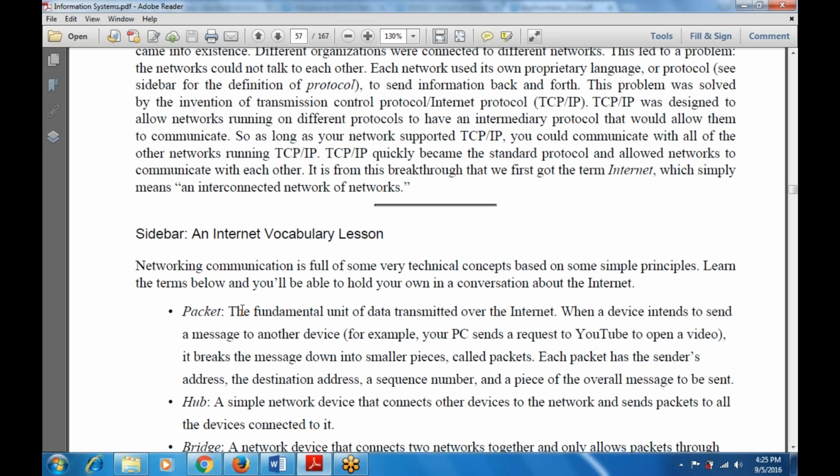The first one is a packet. The fundamental unit of data transmitted over the internet is known as a packet.